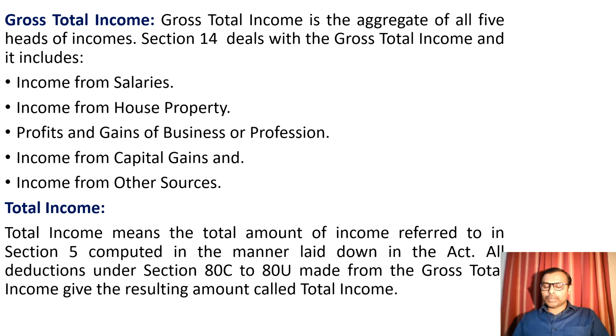Next, total income. What do you mean by total income? Total income means the total amount of income referred to in section 5 computed in the manner laid down in the Act. All the deductions under sections 80C to 80U made from the gross total income, the resulting amount is called the total income. Means 80C to 80U will be applicable only in the old regime. Whatever income you earned is called the gross total income, and after giving the applicable deductions under the old regime or under the new tax regime, you get one income that is called the total income.